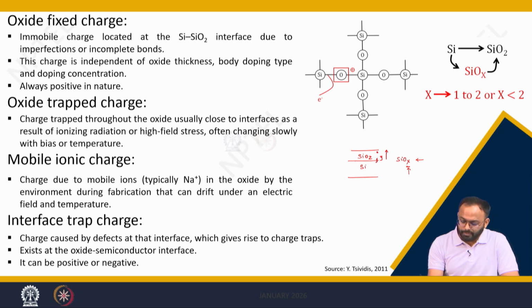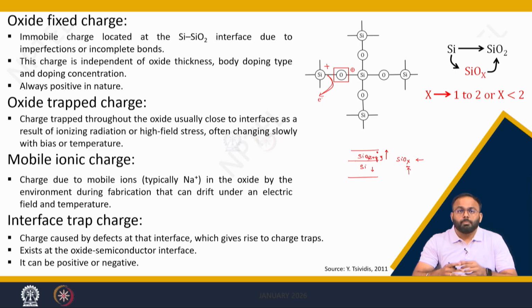In that condition there will be an oxygen vacancy, meaning the silicon atom will leave an electron from here, thus it becomes positive. That is why the oxide fixed charges are always positive in nature. They are found in general a bit above the silicon dioxide interface, and hence they do not depend on the thickness of the silicon dioxide layer, the doping on the silicon and so on. There are other types of charges which are called oxide trap charges.